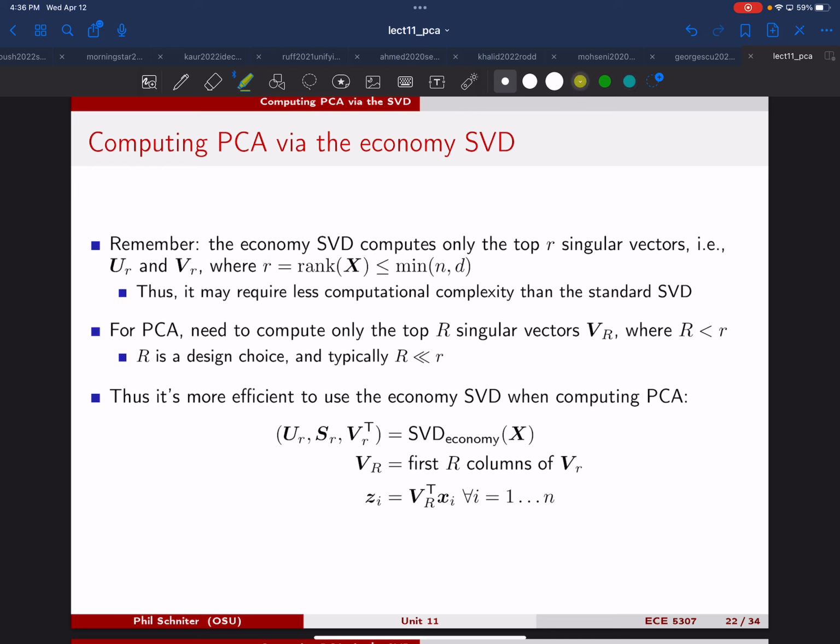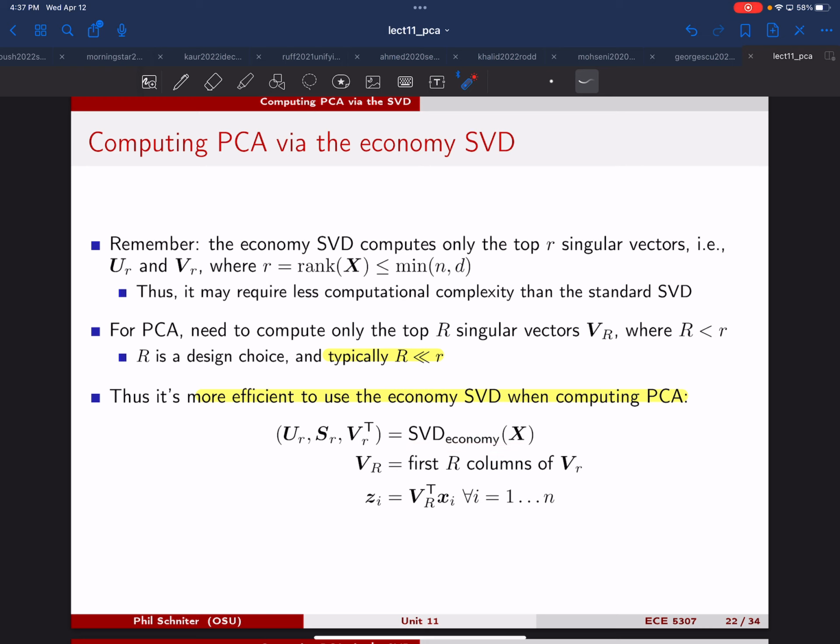So it's more efficient to use the economy SVD for computing PCA, because typically we are going to keep many fewer than D, many fewer than the rank. So this gives us a reduction, and we're still going to be a bit wasteful. We're still going to throw away some of what the economy SVD gives us. So what we do is we take the economy SVD. It returns these three things.